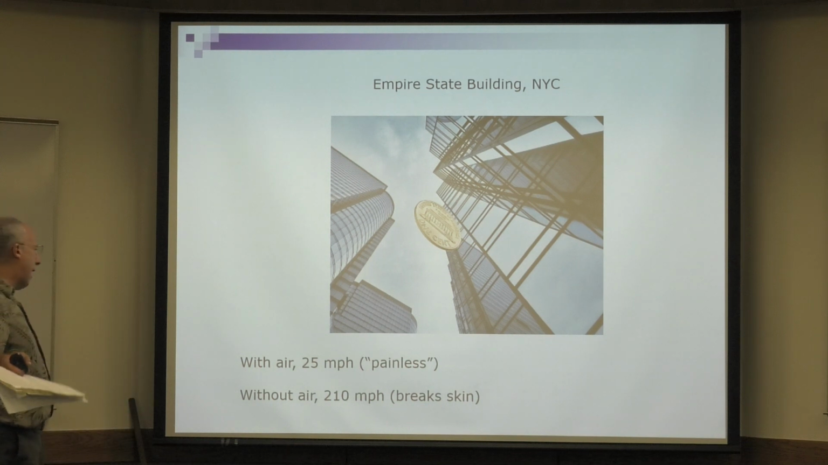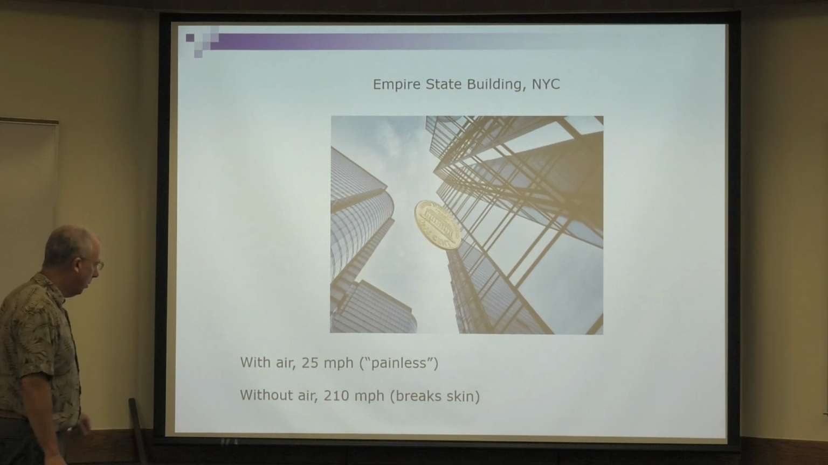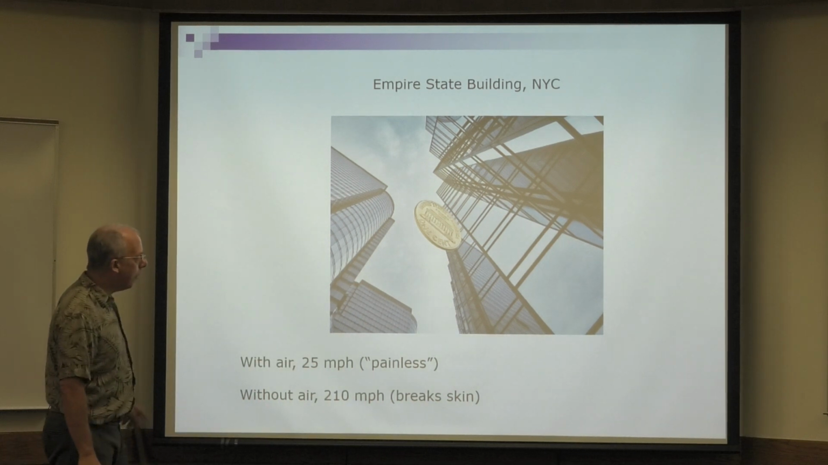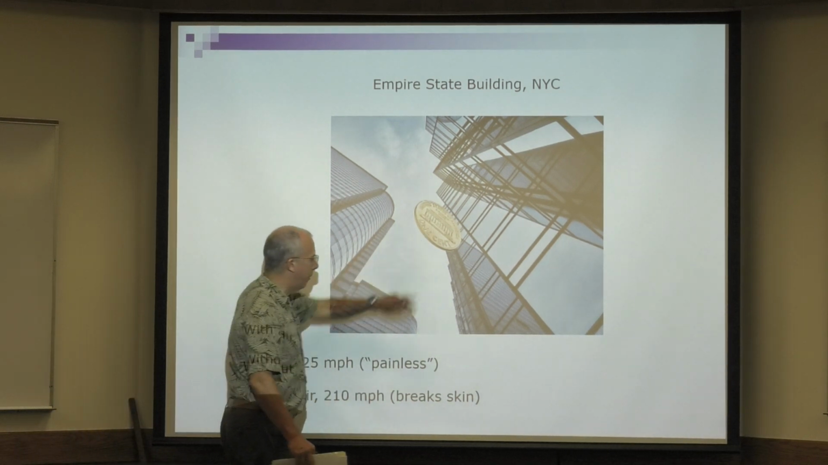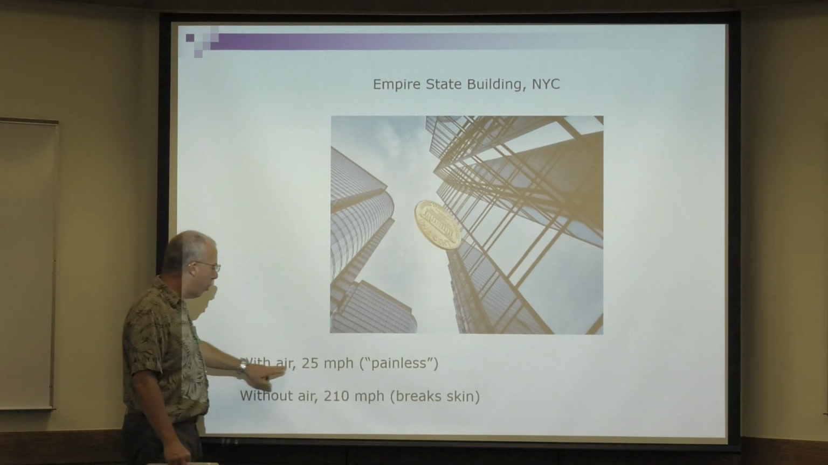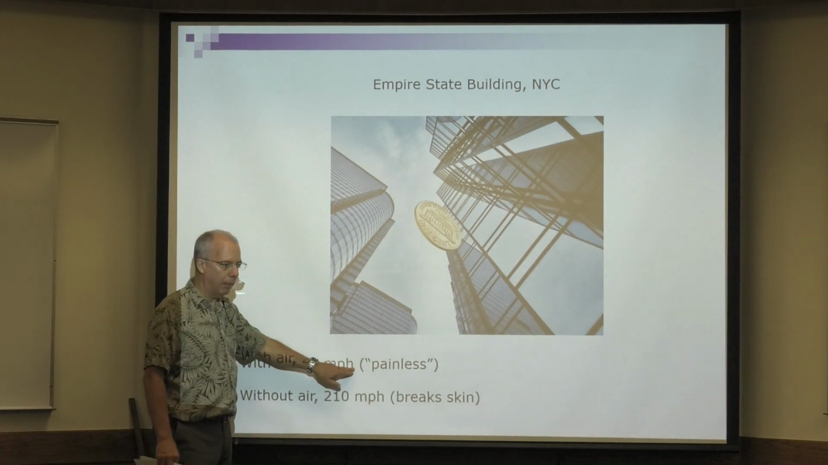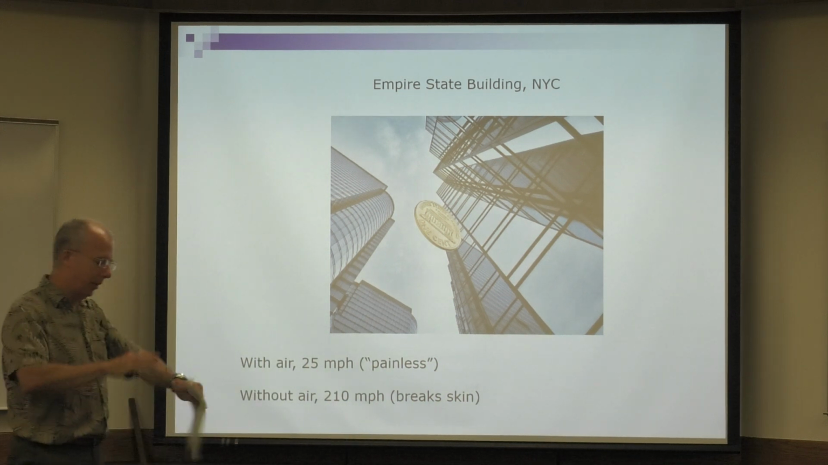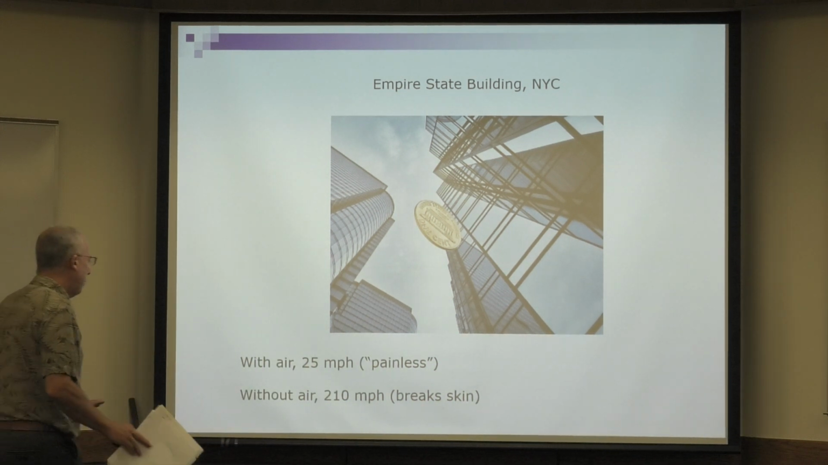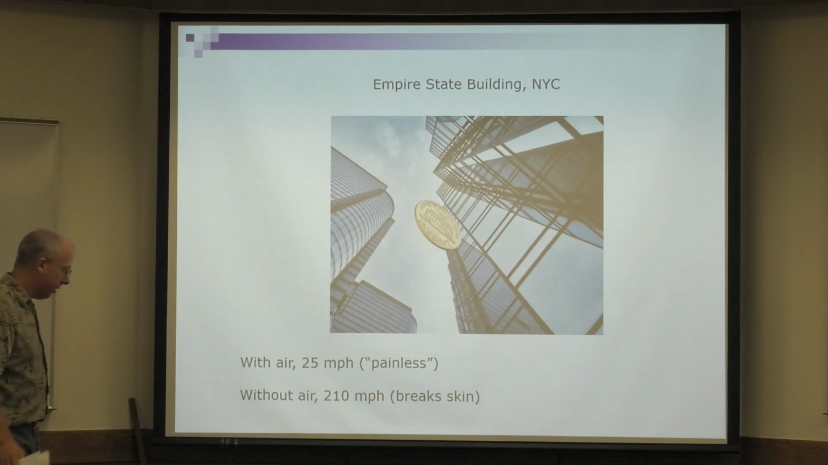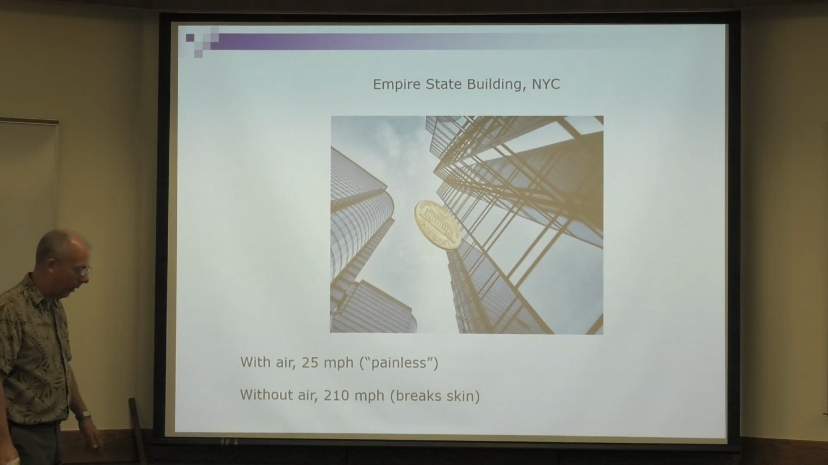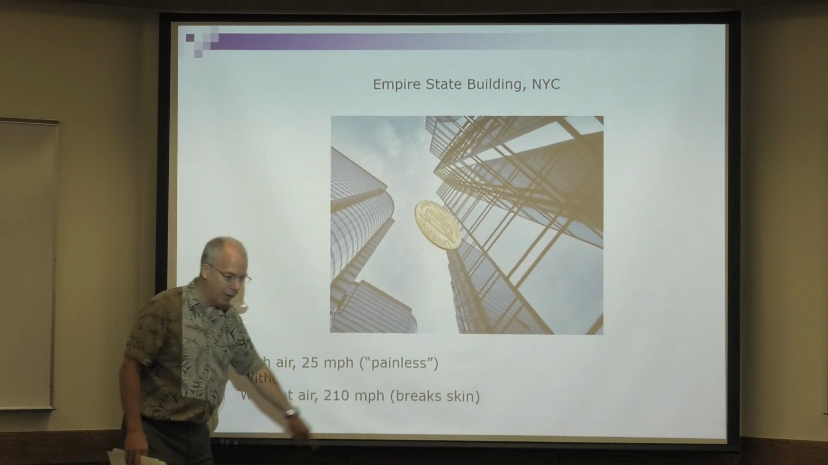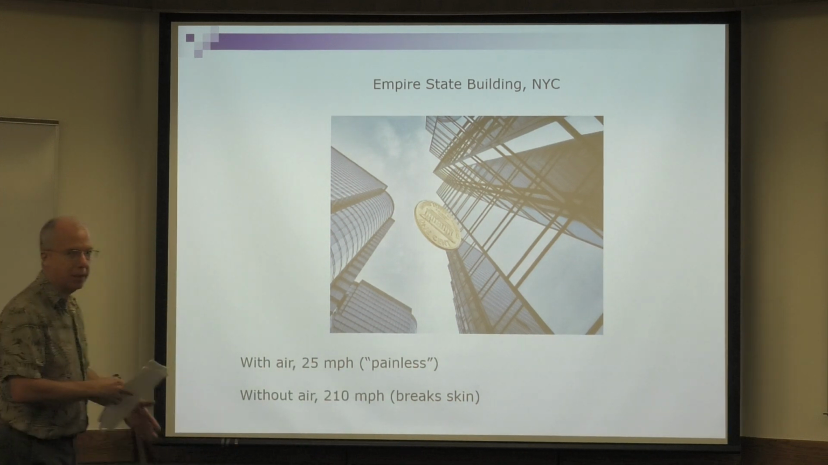So according to what I found on the web, which I don't necessarily know is true, if you include air resistance, if you drop a penny from the top of the Empire State Building, it will be moving at 25 miles an hour at the bottom. And they claim that's painless if it hits you. I suppose it depends on how it hits you, I don't know. But anyway, if you do it without air resistance, which is not a good approximation, it will be moving at 210 miles an hour, which is certainly going to hurt. It's going to break the skin.